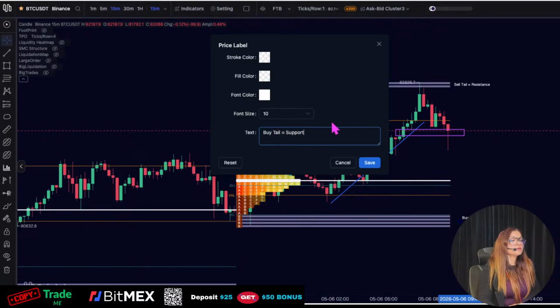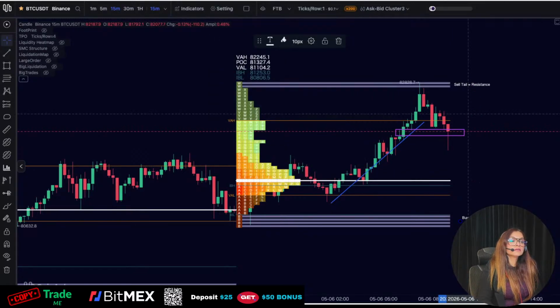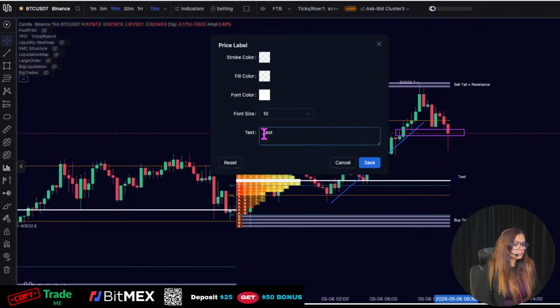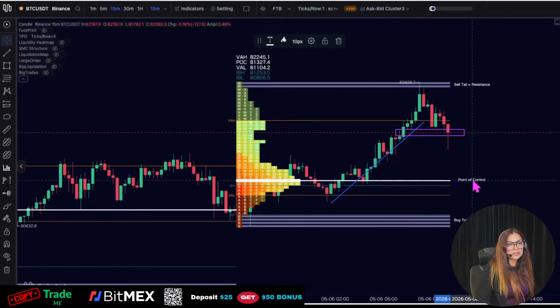Now your resistance and support will never be there forever. Eventually one of them will get rammed through or disrespected. So for now, this is a great way to see how price is going. The middle line here will be your point of control, and the point of control is where participants in the market actually found the most value.